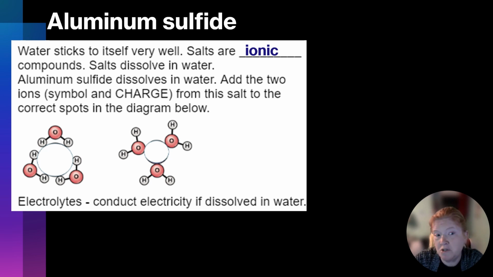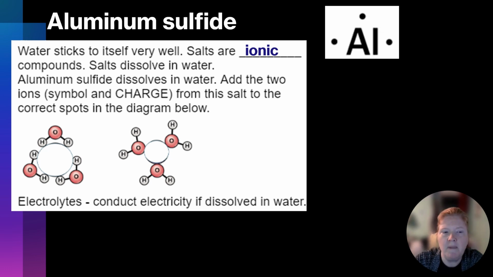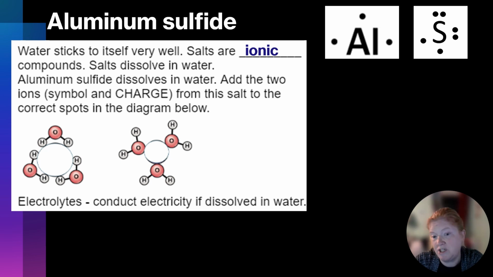Okay, so water sticks to itself. Salts are ionic, and salts dissolve in water. So here's an example. Aluminum sulfide dissolves in water. Add the two ions, symbol and charge from the salt, to the diagram below. So we have aluminum and we have sulfur, which is sulfide in a compound.